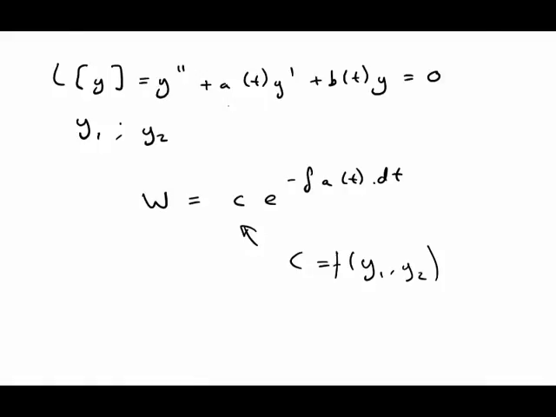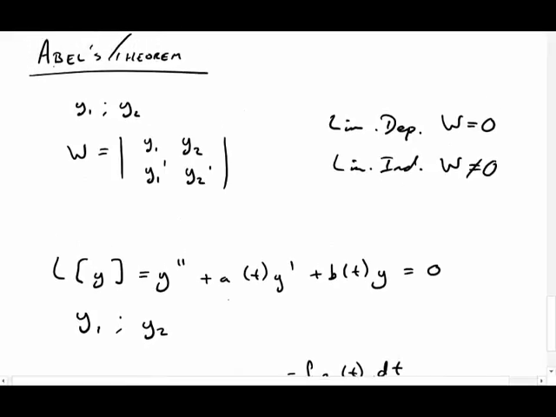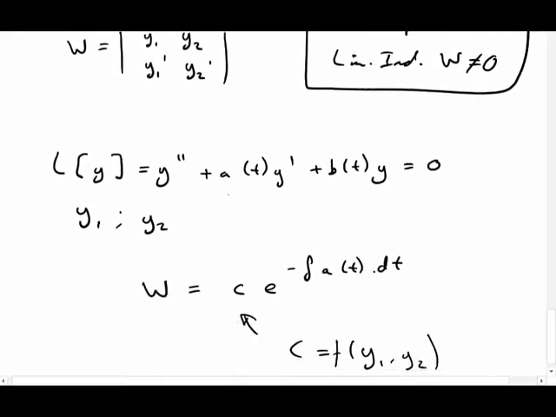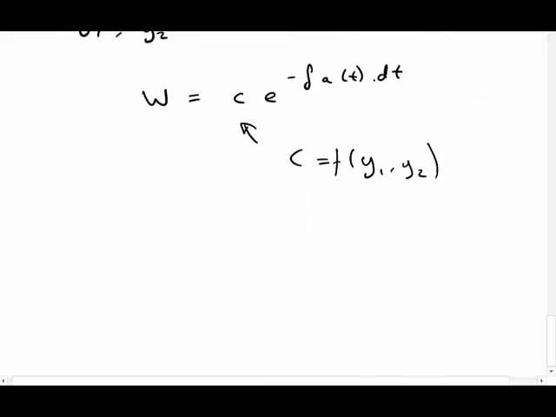Now, look what we want from the Wronskian. We want to see whether the Wronskian is either 0 or non-zero. So if the Wronskian is 0, then that basically implies that c e to the integral of a of t dt is equal to 0 as well.